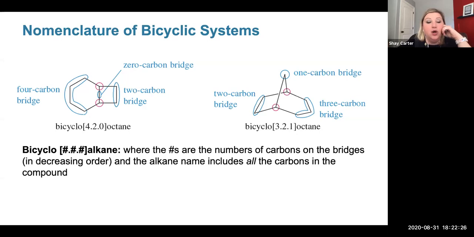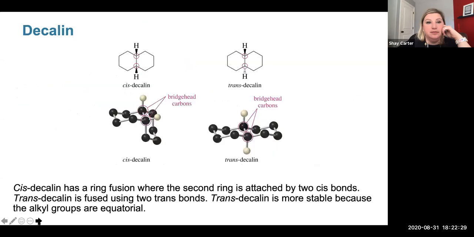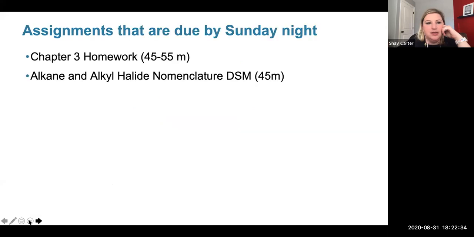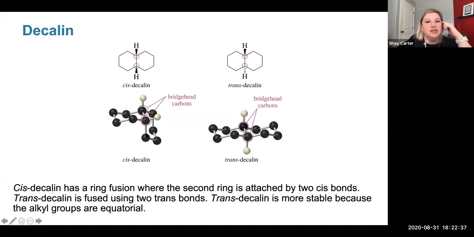And the name includes all of the carbons in the compound. Okay, so here's Decalin. We looked at Decalin just a second ago. Here are our bridgehead carbons. Cis-Decalin has a ring fusion where the ring is attached by 2 cis bonds. In other words, the ring carbons are cis to each other and the hydrogens are cis to each other. Trans-Decalin, we have the 2 hydrogens trans to each other. But trans-Decalin is more stable because that makes the alkyl groups equatorial.